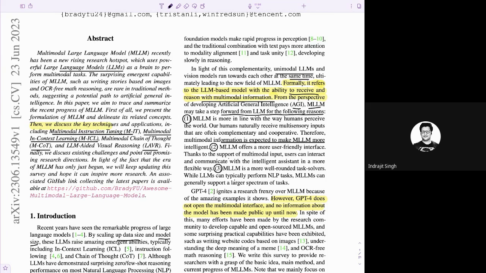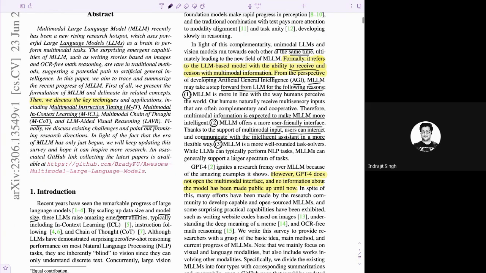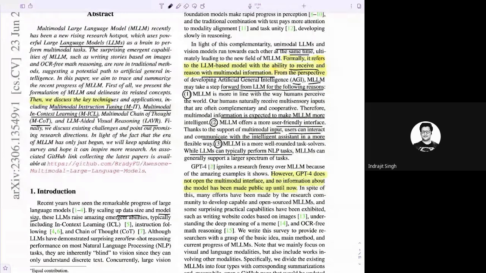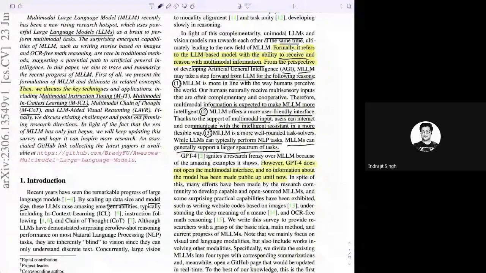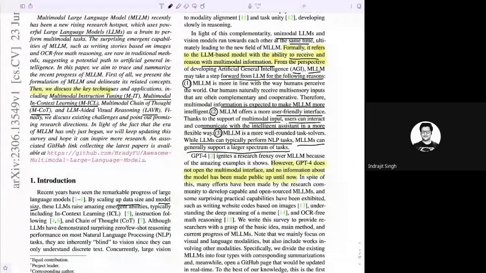MLLM also offers a more user-friendly interface. Thanks to the support of multimodal input, users can interact and communicate with the intelligent assistant in a more flexible way. And MLLM is a more well-rounded task solver, while LLMs can typically perform only NLP tasks, MLLMs can support a large spectrum of tasks. Let's hold the thought here, and we'll see how things work with another model called BLIP.